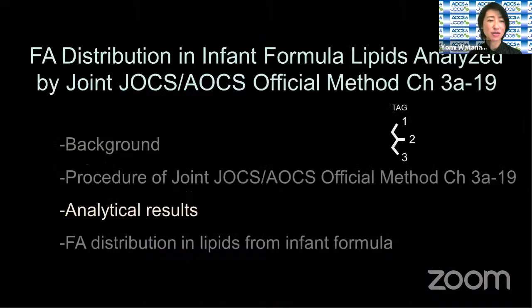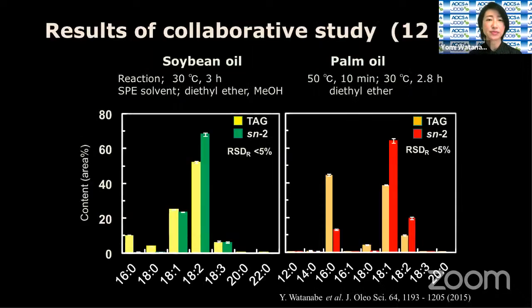Let's look at how the method performs. This slide shows the fatty acid composition of soybean oil and palm oil, along with the fatty acids in the SN2 position obtained in a Japan Oil Chemist Society collaborative study involving 12 parts. The results were very tight with RSD values below 5% in the collaborative study.